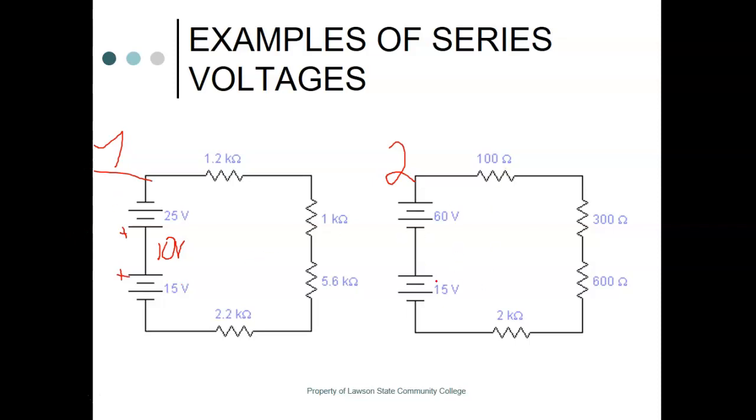And then if we look over here, are these series aiding or series opposing for number 2? These are aiding because the little line is the negative, the long line is the positive. So my total voltage here would be what? 75 volts.